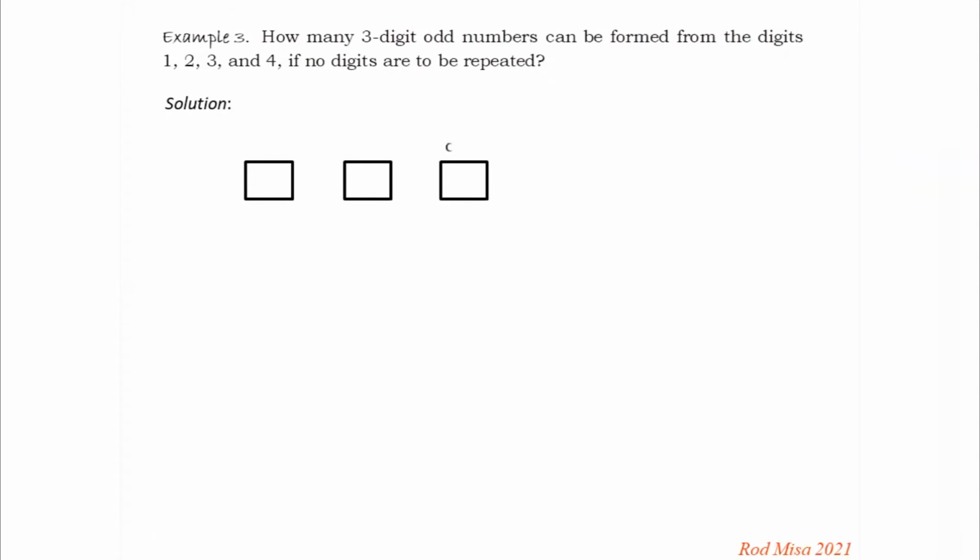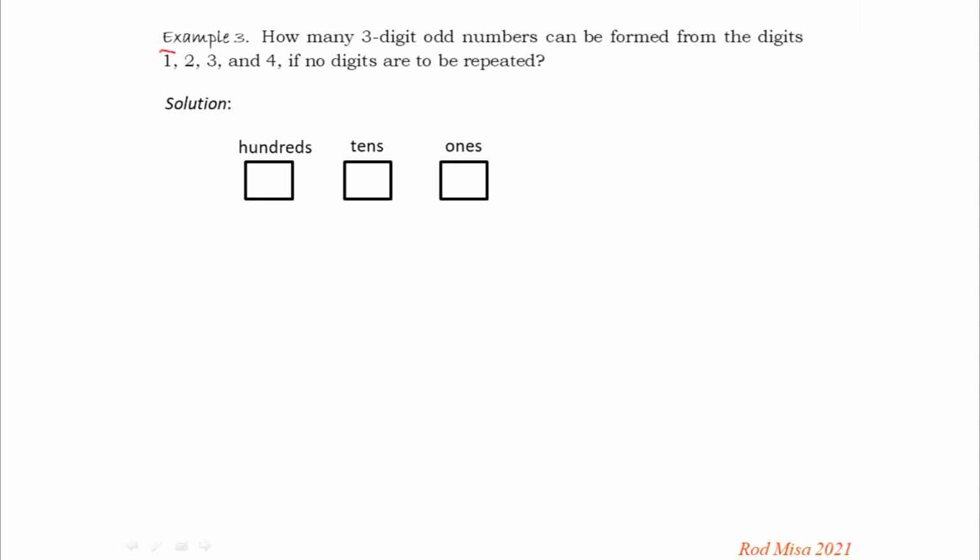The first box is for the ones place, the second box is for the tens place, and the third box is for the hundreds place. And because the problem specifies that this is an odd number, I should start in the ones place so as to restrict this 3-digit number to an odd number.